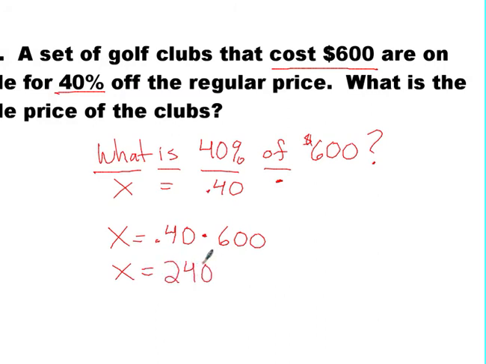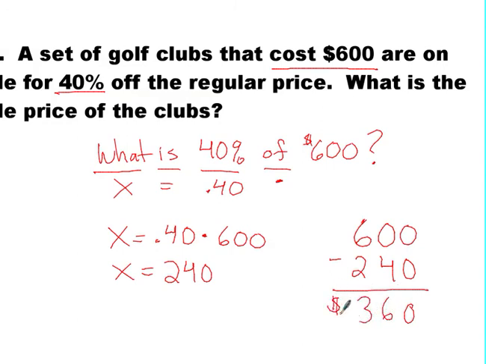Now, let's just take a quick thought about this. It says, what is the sale price of the clubs? Well, guys, the 240 is how much they are going to take off for me. So we have to take the $600, and we're going to subtract the amount that they have it on sale for, that 40%, and that leaves me with $360. So I know I'm going to get a $600 set of clubs for only $360. What a deal. Time to hit the golf courses.